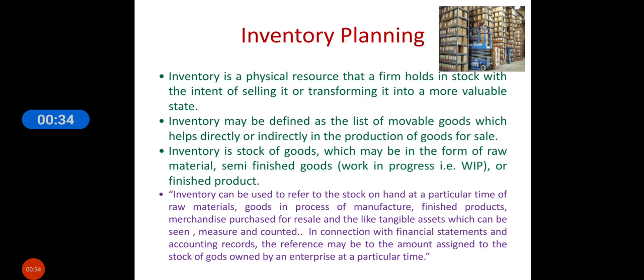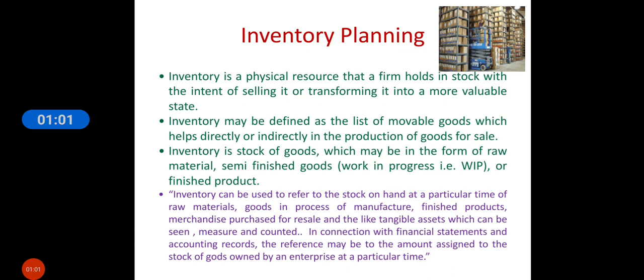Basically, inventory is a physical resource that a firm holds in stock with the intent of selling it or transforming it into a more valuable state. So whatever we have in our stock, whatever items or goods are in process, and whatever we have in finished form, all come under inventory.